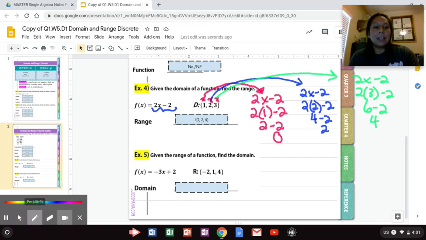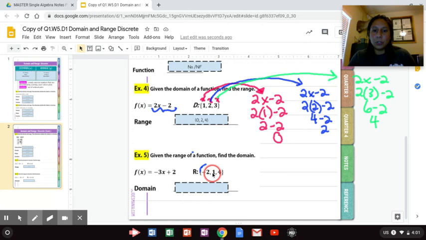So given that the output is -2, because remember range stands for output, it equals -2. Here's the problem, -3x plus 2. I have to find this right here, the input. So in order to figure that out, I have to solve the equation.